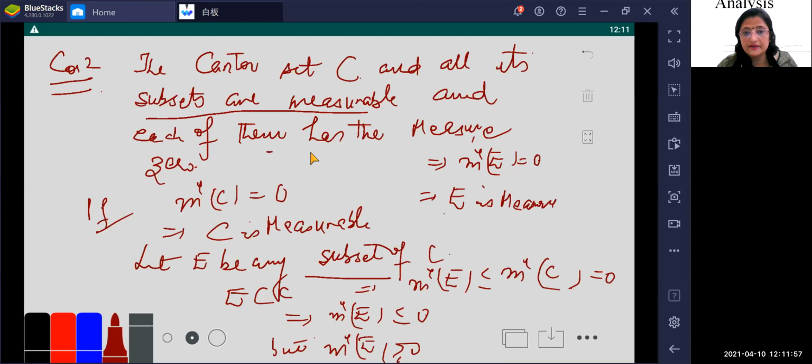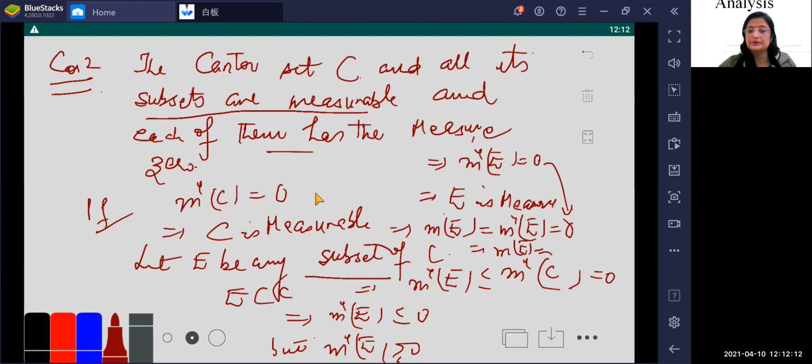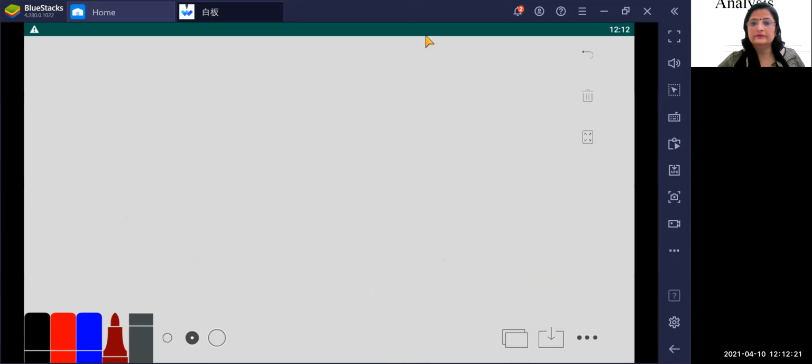Now we have to prove that it has measure 0. Hence the Lebesgue measure of E is equal to the outer measure of E, which is already equal to 0. It implies m of E is equal to 0. So therefore the Lebesgue measure is 0. So that's all about the corollaries of this theorem.